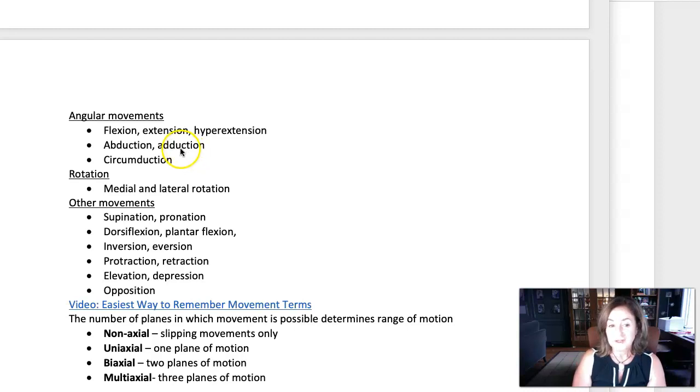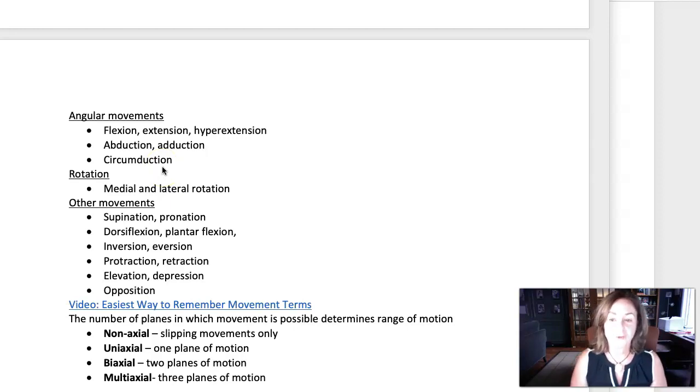Abduction, adduction. Abduction is movement away from midline. Adduction is movement towards midline. So abduction, right, taken away. So abduction is away from midline in anatomy. So you can abduct the arm, adduct the arm, abduct the fingers, adduct the fingers. Hopefully that makes sense.